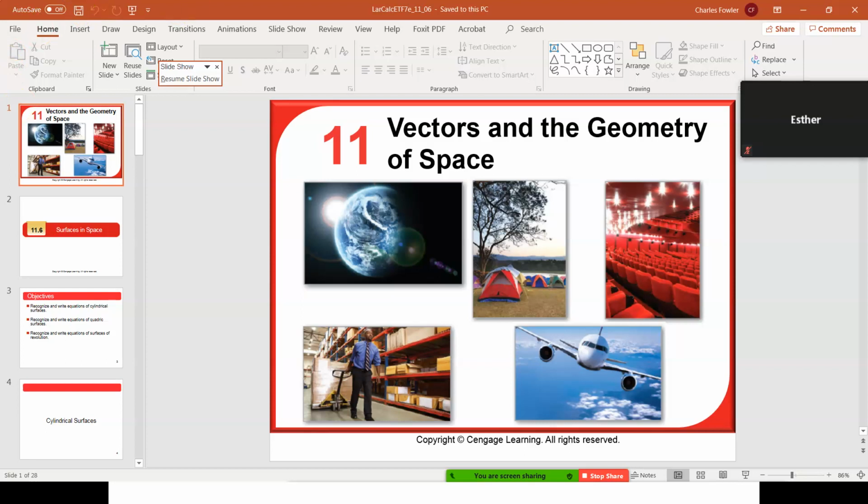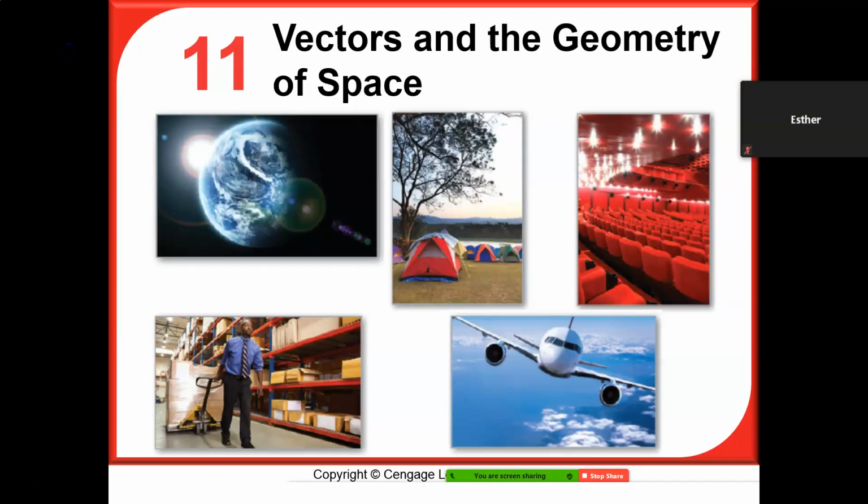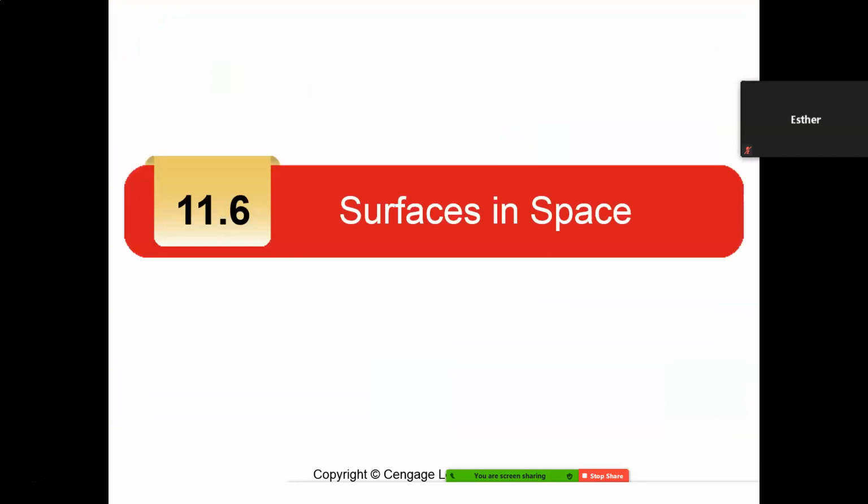Let's go to the slideshow. If I could get the slideshow to show up. Why in the world the cursor won't show up? There it is. It's still not showing, but I made it indicate where it was. Okay. Hopefully you can see Chapter 11, Vectors in the Geometry of Space. 11.6 is surfaces in space.